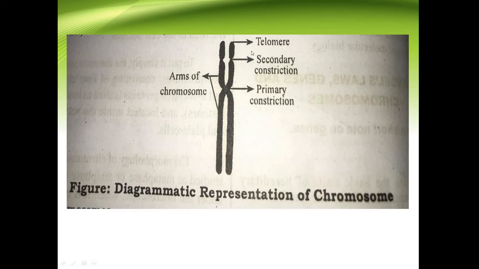This is the telomere. Telo means end, the end of the chromosome. You can find on the telomere section a DNA sequence repeated many times at the end of each chromosome. The telomere is present with a short sequence of DNA at the end of each chromosome.